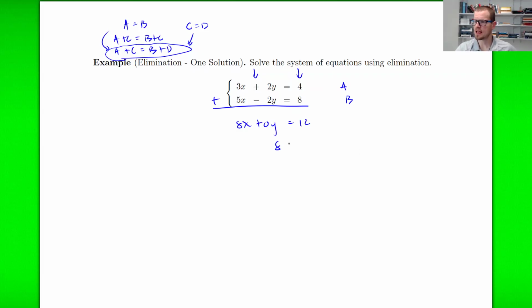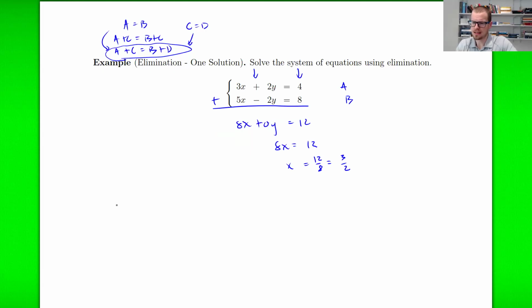This gives me 8x is equal to 12. And I can divide both sides by 8 to give me x is equal to 12 eighths. I can simplify this, of course, with a common factor of 4 to give me 3 halves. Once I have the value of x, I can find the value of y. I can just take this value of x equals 3 halves and plug it into either one of these equations. So let's go with the first one.